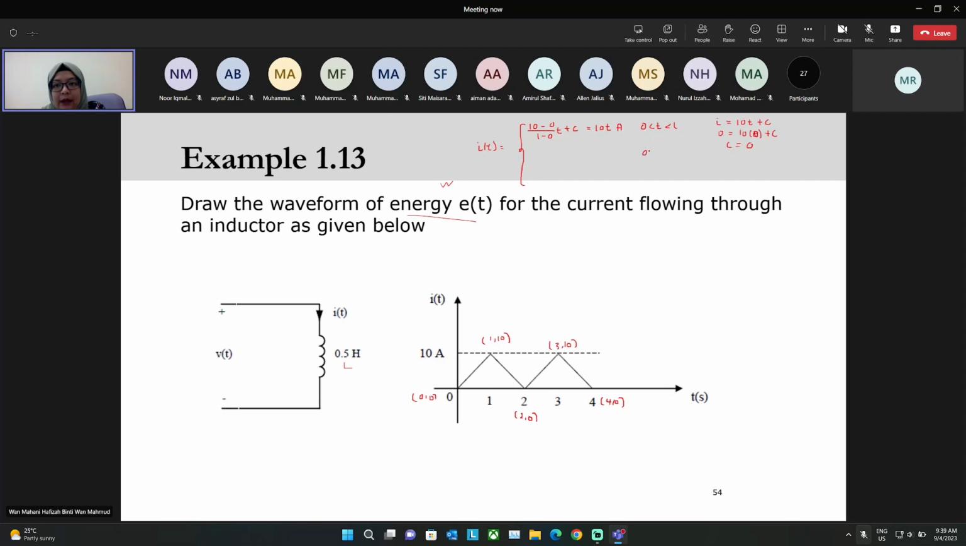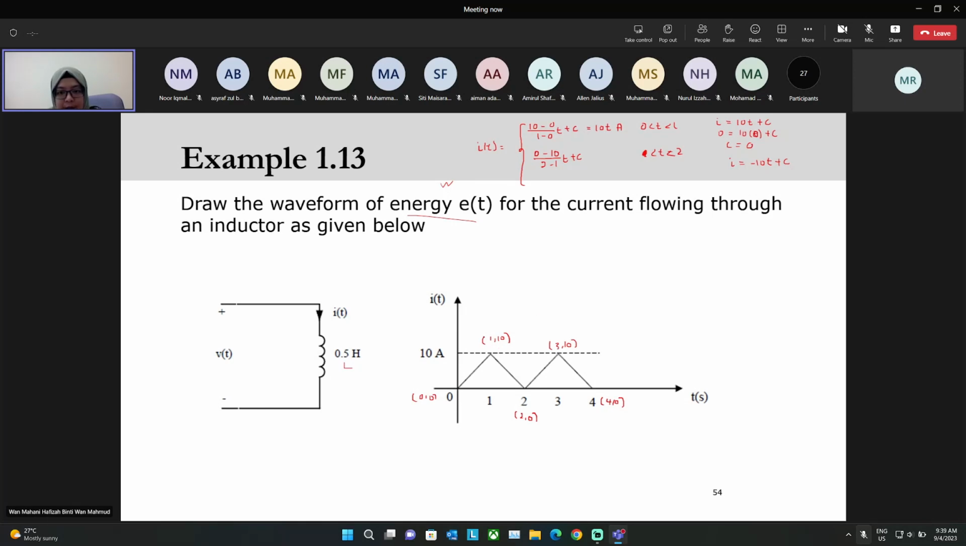Yang kedua, between 1 to 2. Guna Y equals to MX plus C juga. 0 tolak dengan 10, bahagi dengan 2 tolak 1, T plus C. So in this case, I sama dengan negatif 10T tambah C. 2 tolak 1, 1. Negatif 10T bahagi dengan 1, negatif 10 lah. Yang ni you boleh tukar dengan koordinat yang ni ataupun koordinat yang ni.